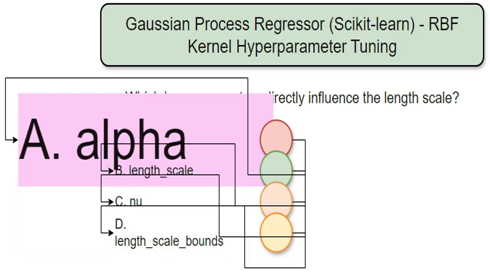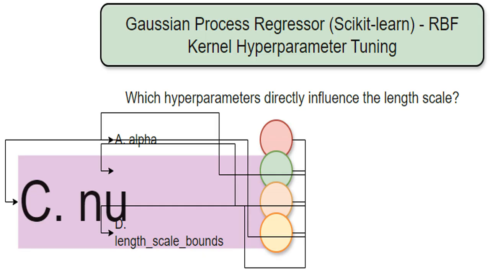Alpha, which represents the noise level in your data, doesn't directly affect how quickly the influence of a data point decays in the RBF kernel. It's completely separate. This parameter belongs to different kernels, like the Sklearn kernel, not the RBF kernel. It's irrelevant here.